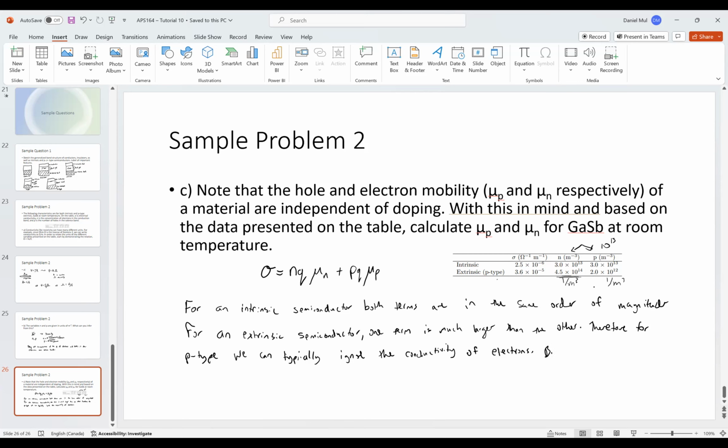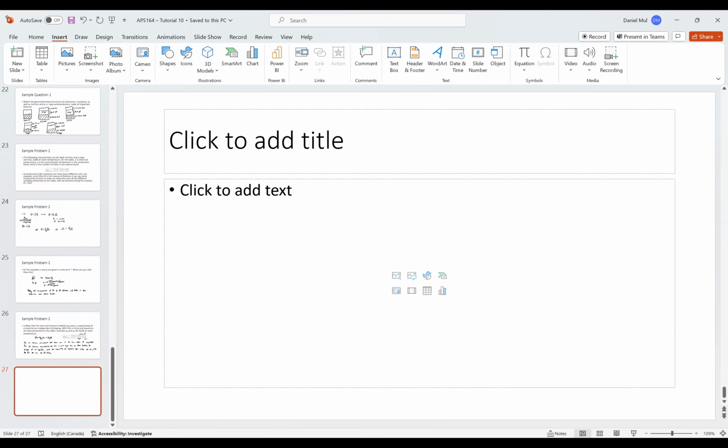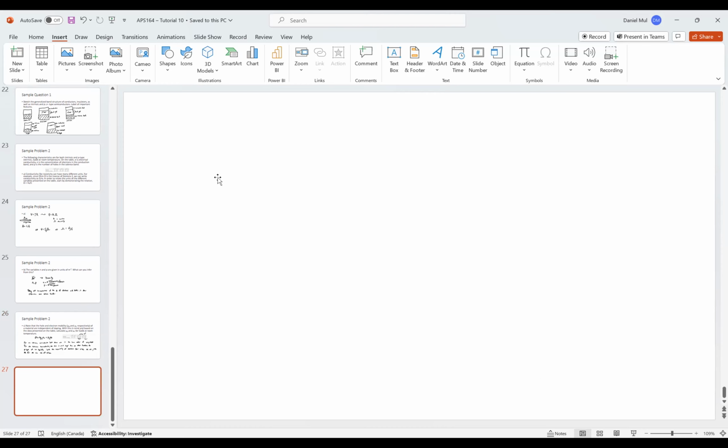But since we are given the numbers, we can use all values. So then we can write an equation for each case.